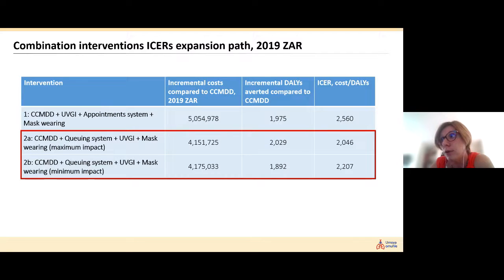Combination 1 costs approximately 5% more than the most cost-saving intervention, which is CCMDD, and averts 21% more DALYs than the most effective intervention, which is a queuing system. So results are similar for combination number 2, which is marginally cheaper and more effective than number 1 in all efficacy scenarios, which means regardless of the initial assumptions that we made around the maximum impact of adding UVGI to the queuing system.